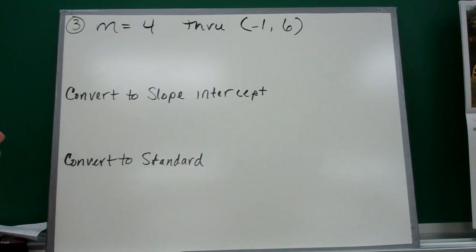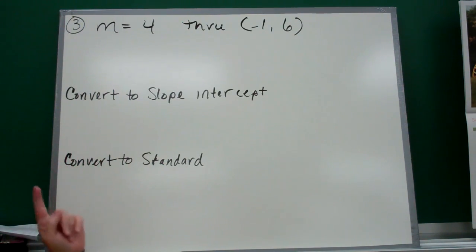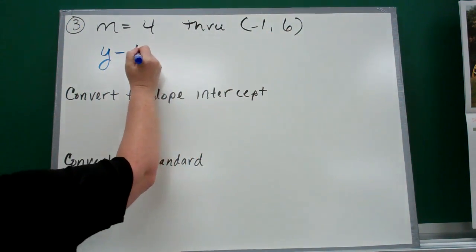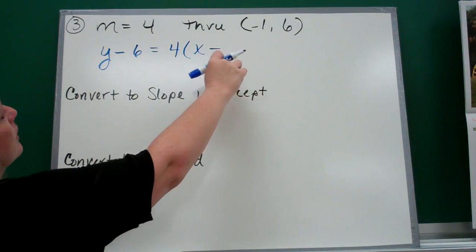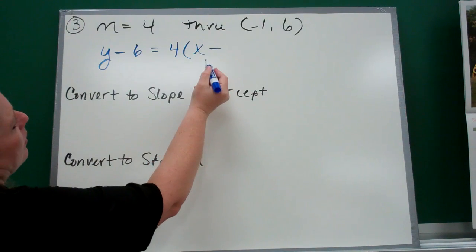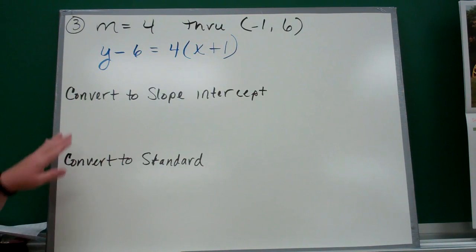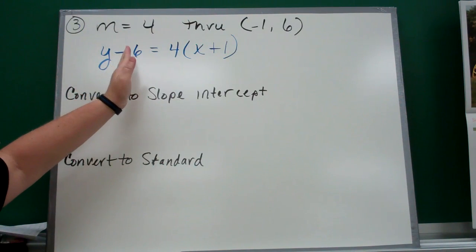Okay. What if they don't give us the b? Well, then we use another form. We've got point-slope form. They give us a point, they give us the slope, so we'll use point-slope form. y minus y1 equals m times x minus x1. Well, since x1 is negative 1, it's going to become minus negative 1. So it becomes a plus 1. Convert to slope-intercept form. Well, to do that, we distribute and then move this over.